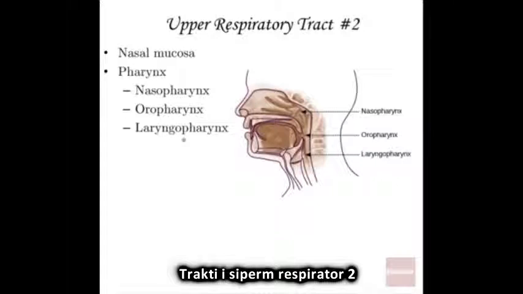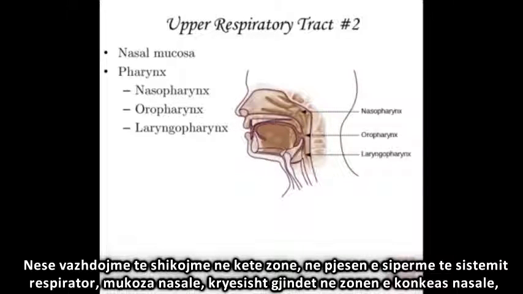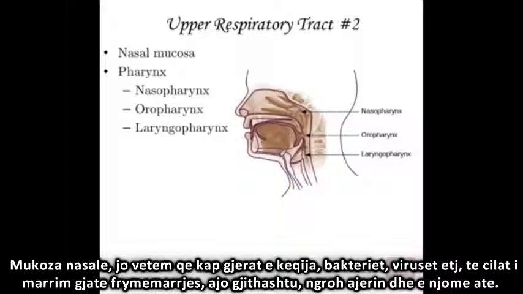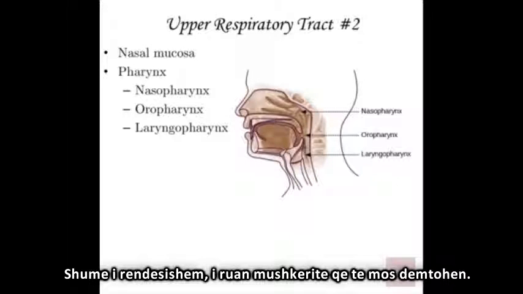Upper respiratory tract, number 2. So if we keep looking at this area in the upper part of the respiratory system, the nasal mucosa is mainly in the nasal conchae region. But the reason why I'm listing it here is, as you breathe air in and it ends up going down into the throat or the pharynx, the nasal mucosa not only is catching bad stuff, bacteria, viruses, etc., that you're breathing in, it also warms the air and moistens the air. Very important, so it's not as harsh to your lungs.